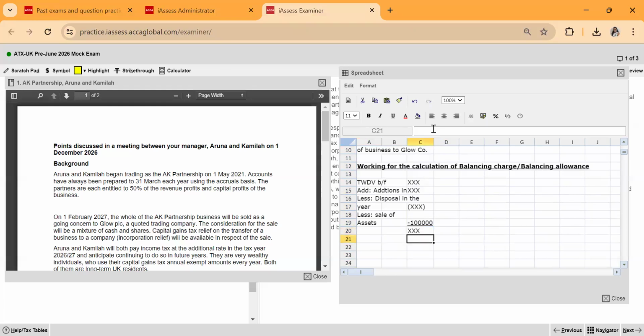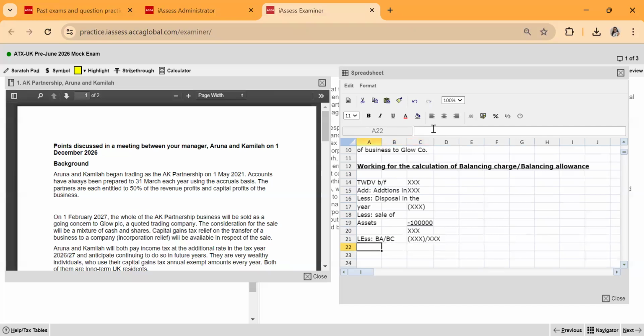Okay. Now I've got the total. So what do we do when we have the total? It will be either balancing charge or balancing allowance. Accordingly, it will be adjusted. Done, clear. This is what we do.